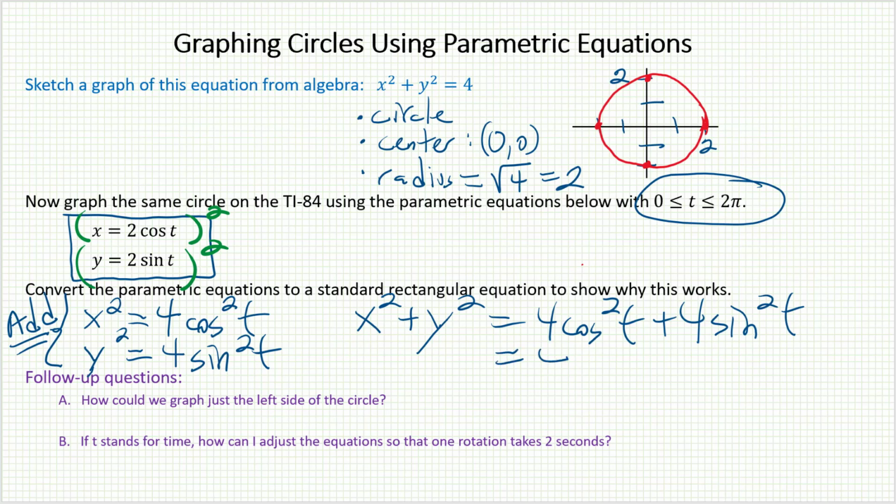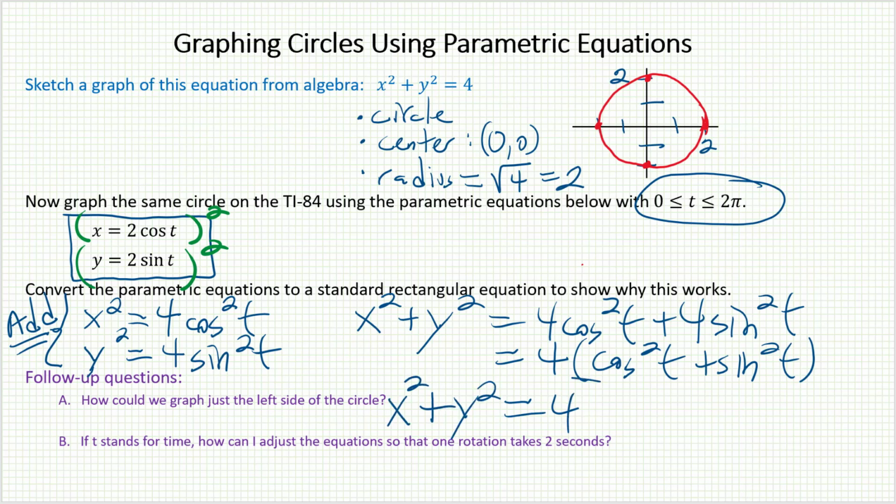On the right side here, if I just factor out the 4, then I'm left with cosine squared t plus sine squared t. And we know from the Pythagorean identity that that's just equal to 1. 4 times 1 is just 4, and so look what I've ended up with: x squared plus y squared equals 4, which was our original equation that we graphed up at the top. And so we've proven that these two parametric equations generate that same circle.